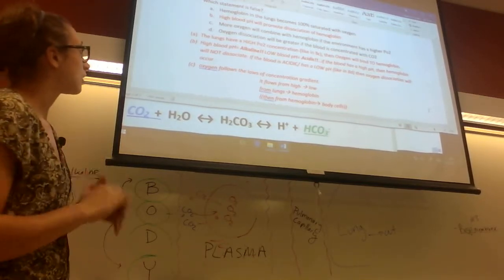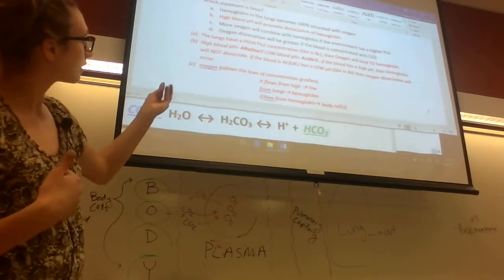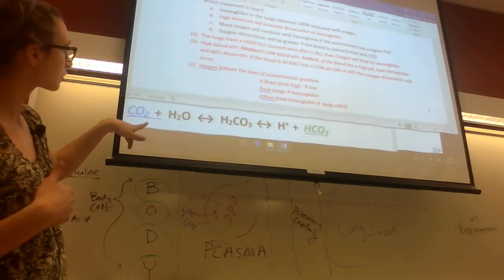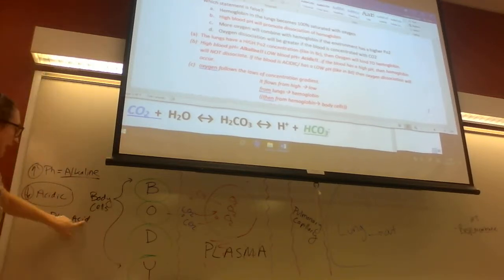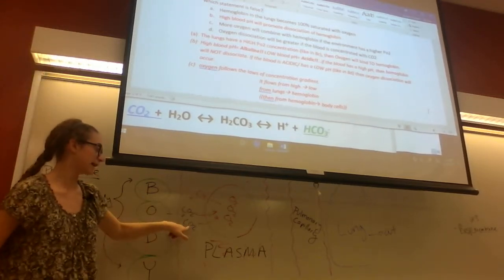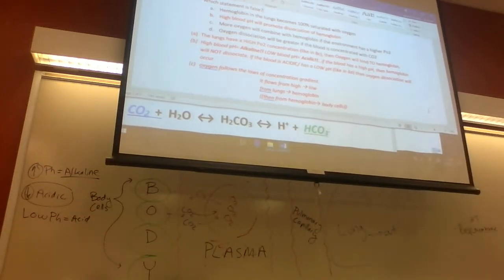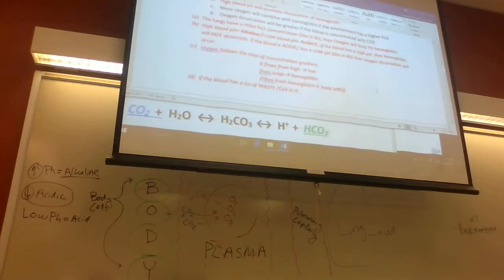So the blood is acidic, low pH, oxygen dissociation. If you have more acid, this will happen more often. So with more acid, oxygen dissociation will happen. That's just something with hemoglobin. I'm trying to beat it into your brains.